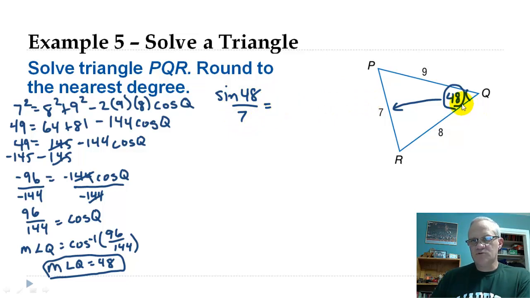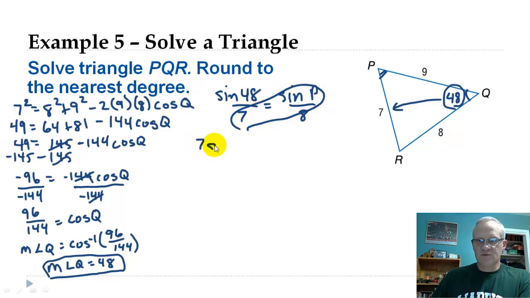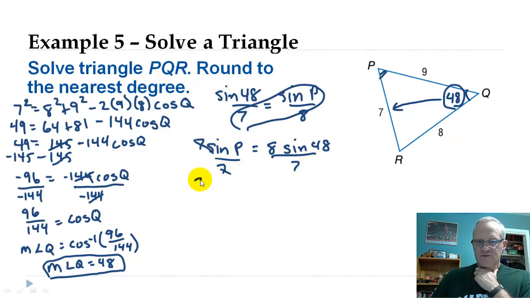Well, what angle do you want to find? I don't know. Let's find P. So if we try to find P next, that matches up with the side that's 8 over here, right? So we'll say the sine of P over 8. Okay, cross multiply. 7 times the sine of P would equal 8 times the sine of 48. We're trying to get P by itself. So first of all, get rid of the number in front of it, the 7, so divide by 7. So we have the sine of P would equal 8 times the sine of 48 over 7.